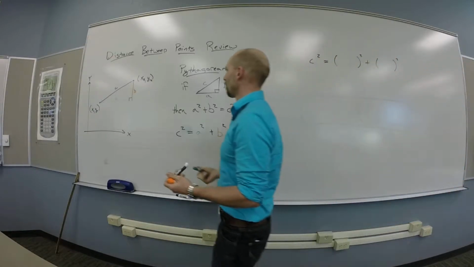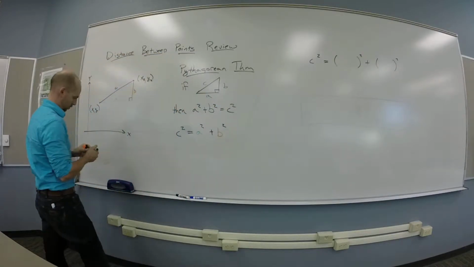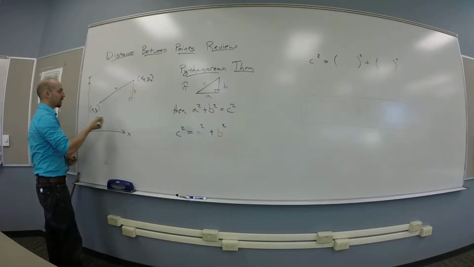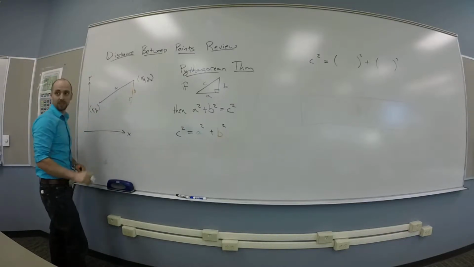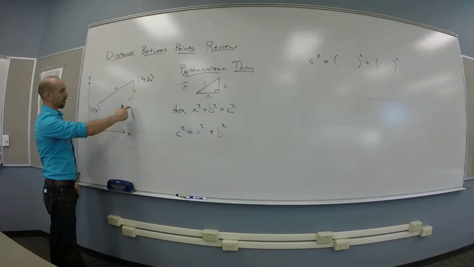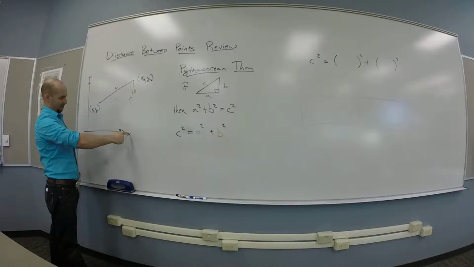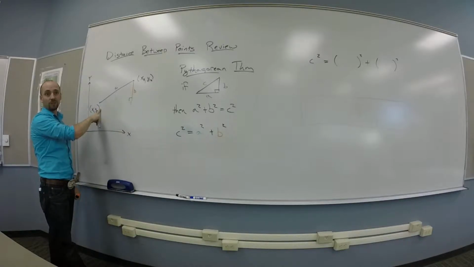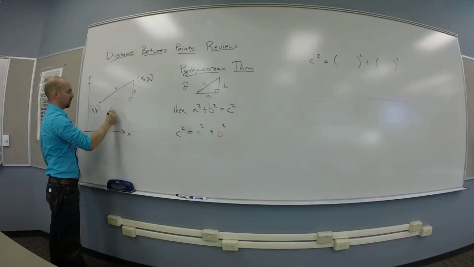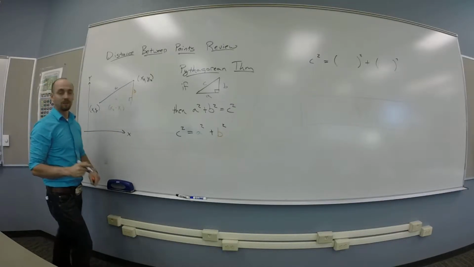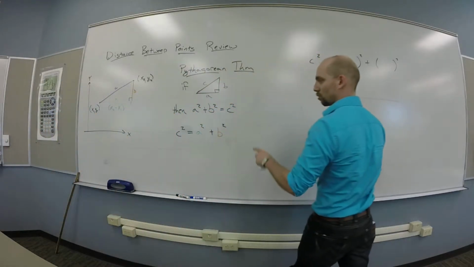y2 minus y1 squared plus x2 minus x1 squared? So we're looking at the green, right? And we're thinking, okay, the green's this distance. And that distance ends at x2, and it started at x1. So it's x2 minus x1 long, right? So I can put that in here.